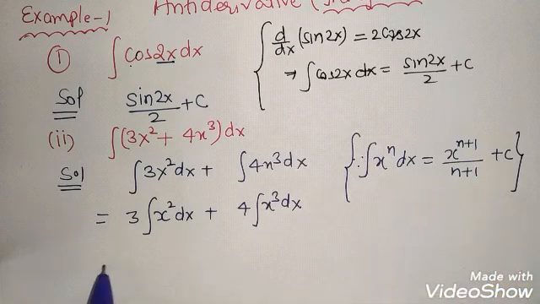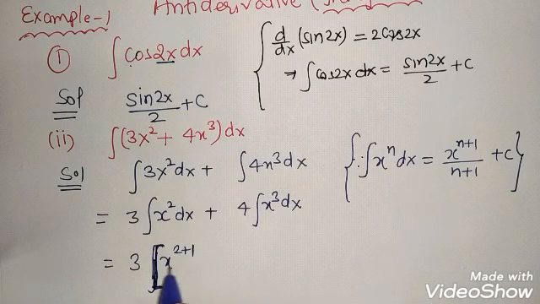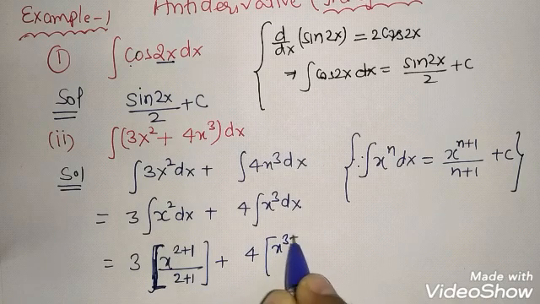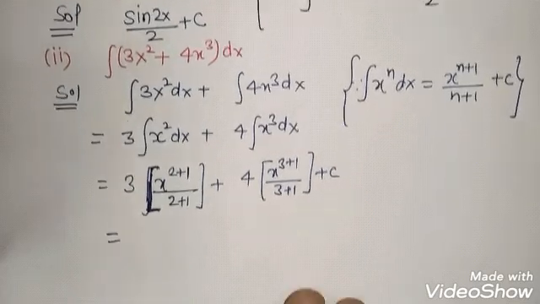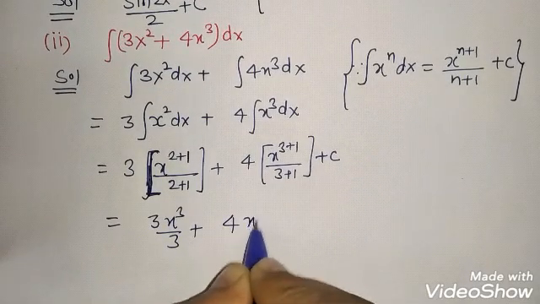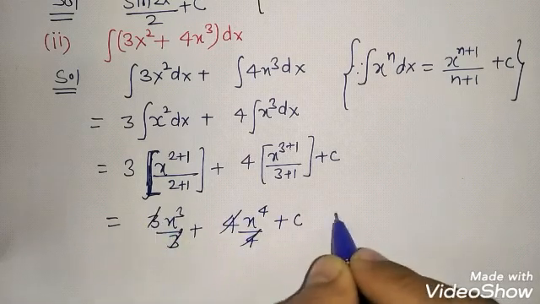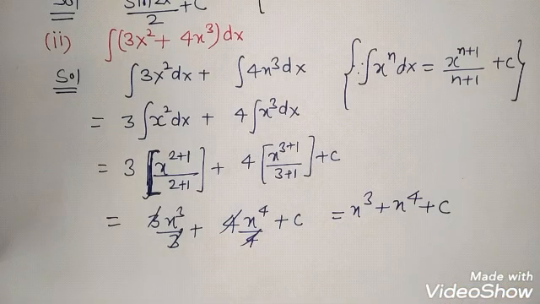So this seems to be 3 times x to the power 2 plus 1 upon 2 plus 1, plus 4 times x to the power 3 plus 1 upon 3 plus 1, plus c. Oh sorry, it's not integration because I am using integrals. This is like 3x cube upon 3 plus 4x to the power 4 upon 4 plus c. Just cut it out. We are left with only x cube plus x to the power 4 plus c. Required answer. Hope you are getting this.